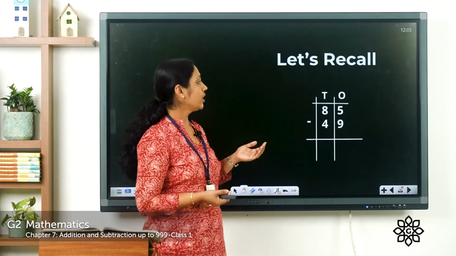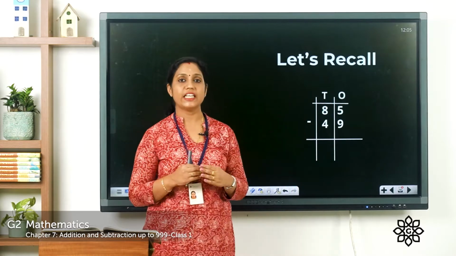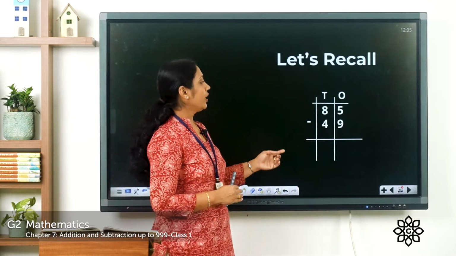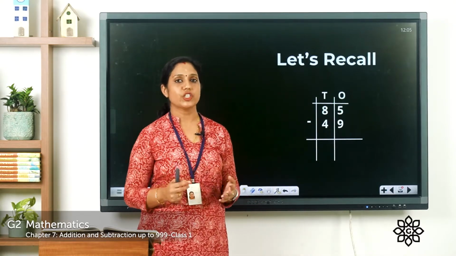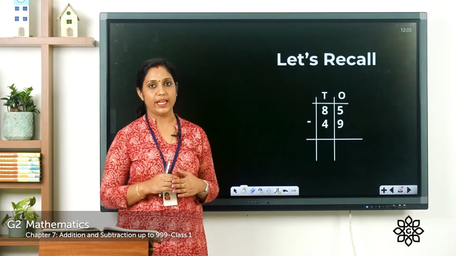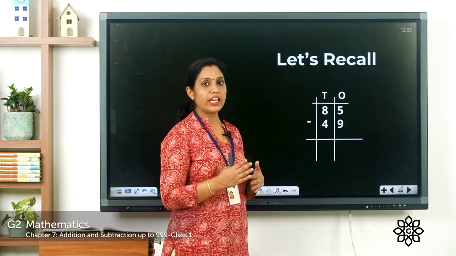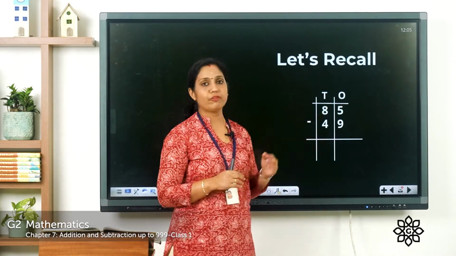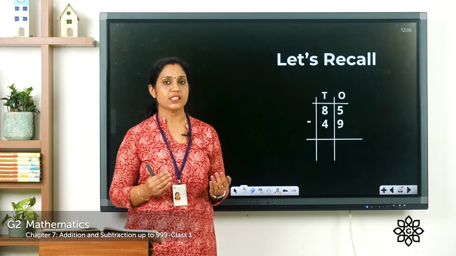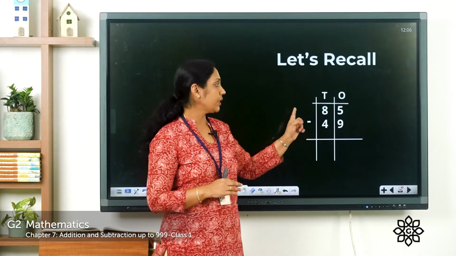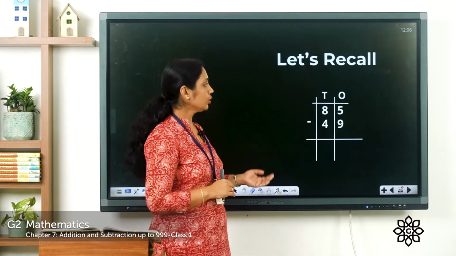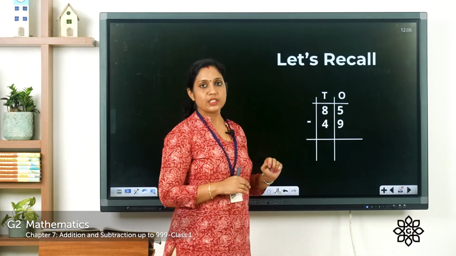Next numbers are 85 minus 49. So we have to subtract from the ones place and we have 5 minus 9. Which number is greater, 5 or 9? 9 is greater. So we are not able to subtract 9 from 5. When you get a sum like this, what do we have to do? We have to borrow from the next place, that is from the tens place here. So here in the tens place we have 8.